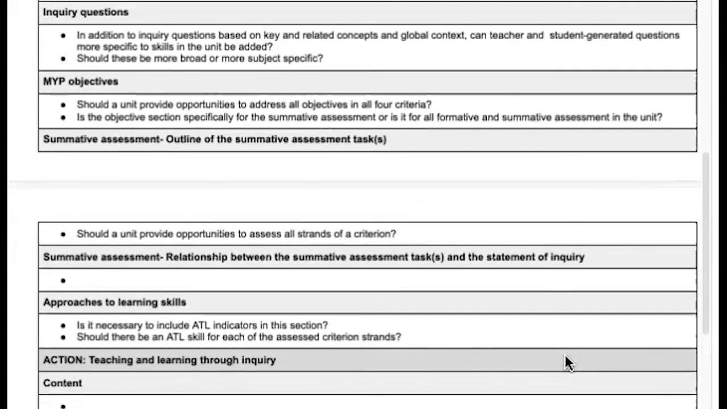The inquiry questions. In addition to inquiry questions based on key and related concepts and global context, can the teacher and students generate questions more specific to the skills in the unit to be added? Yes, we did touch on that briefly. But those types of skills and content-based questions definitely are encouraged, both the teacher and student-generated questions, and those questions can be entered in the learning process section of the unit plan.